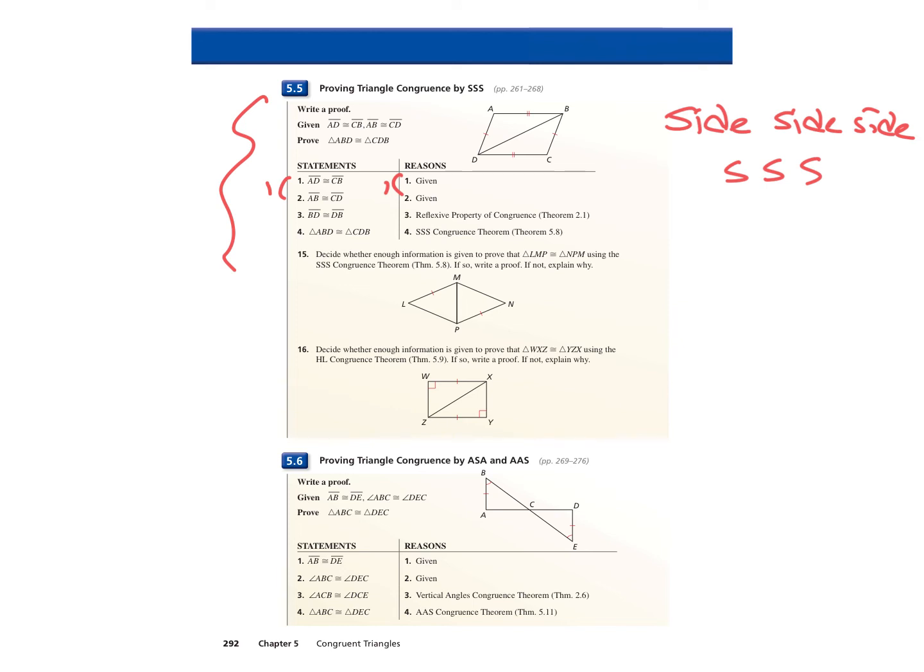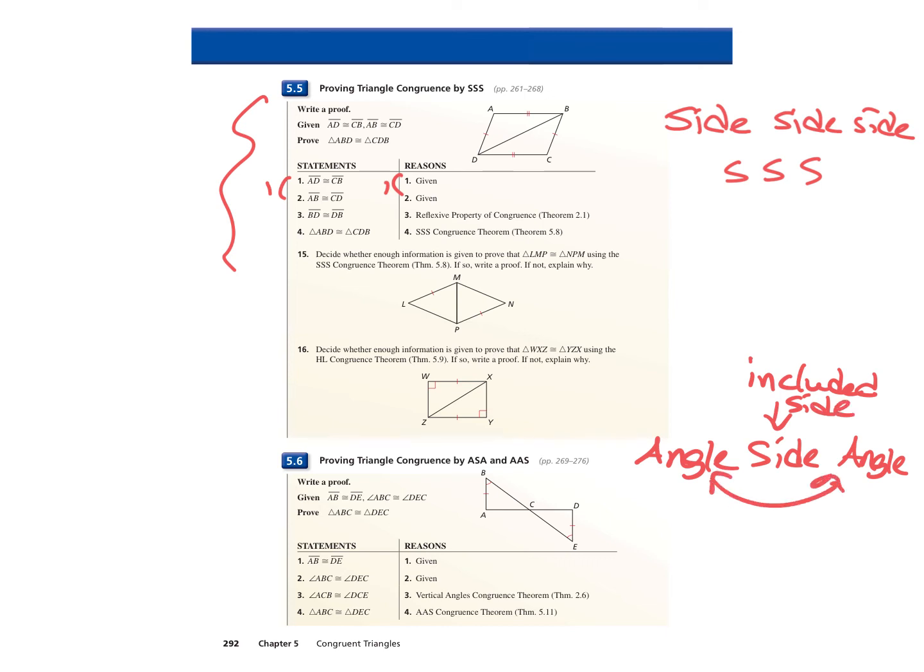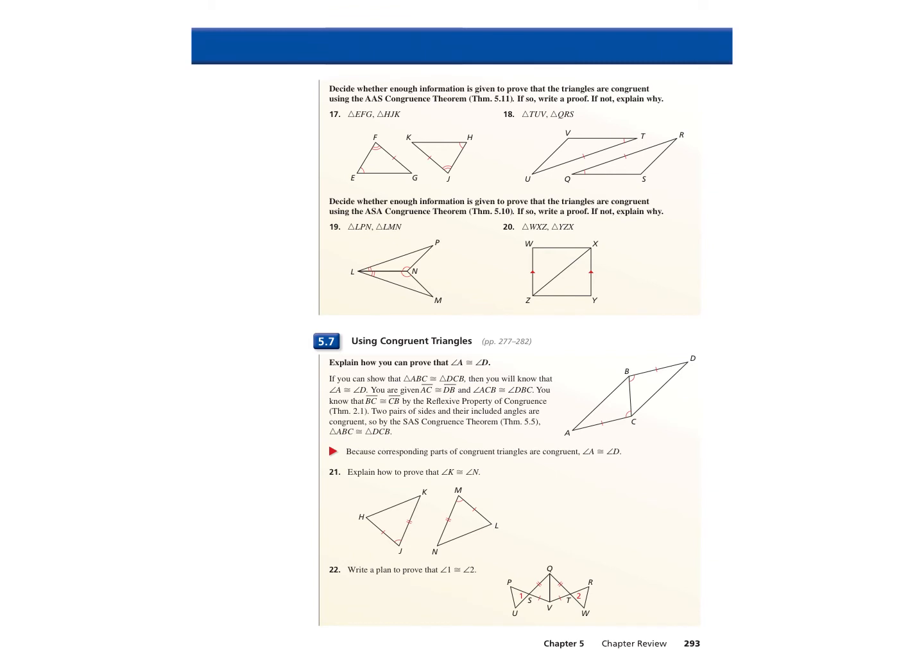Then in 5.6, 2 more shortcuts. Remember it was angle, side, angle. Remember, this side has to be the included side. So it's going to be the side that's in between the 2 angles that have the congruency marks. And then the other one was angle, angle, side. And this one is not the included side. And then the last section was just the CPCTC.